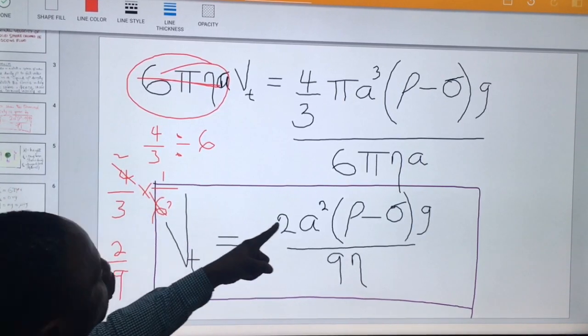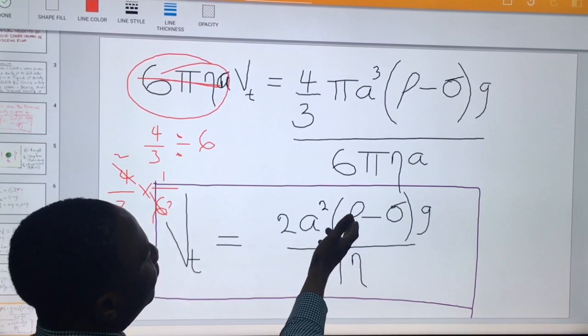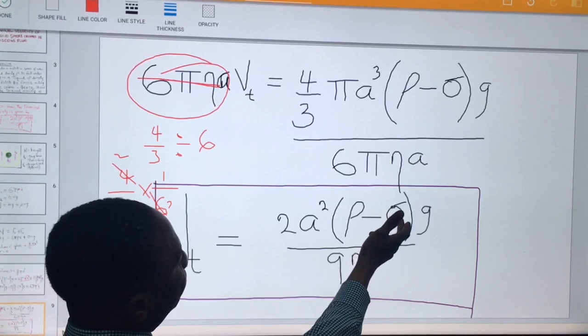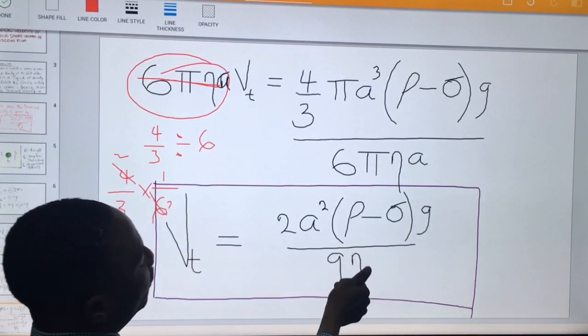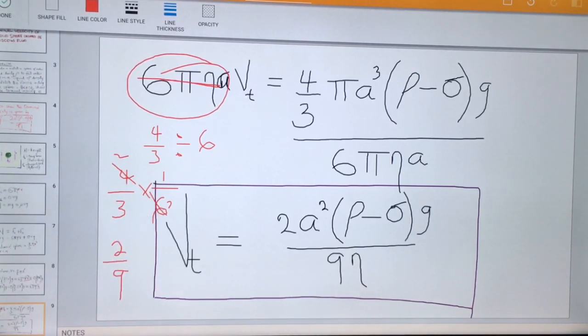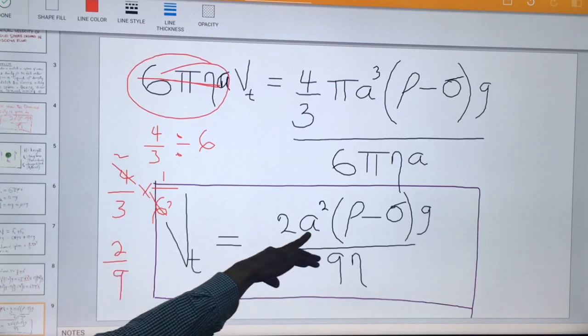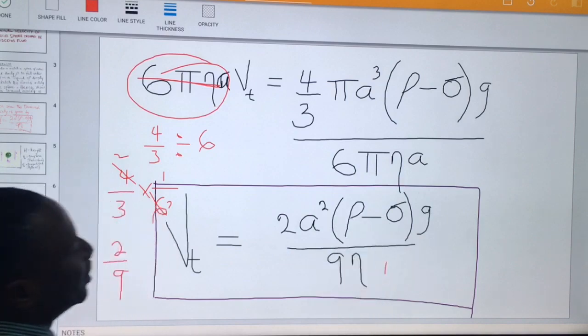That is how we got 2a squared, all in the bracket of the density of the solid minus the density of the fluid, all multiplied by gravity, all over 9 times the coefficient of viscosity. This is what we were to prove, and this is the solution to the problem. So the terminal velocity for an object of radius a dropped in a fluid is given by this expression. Thank you.